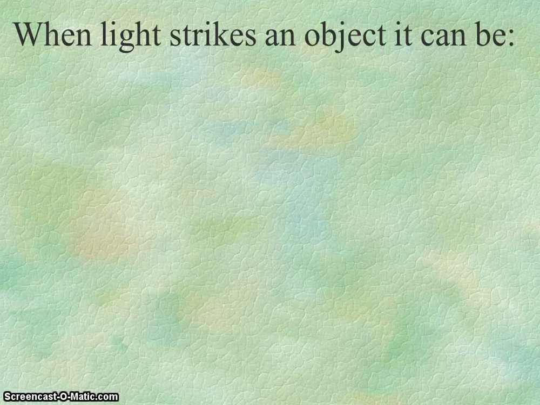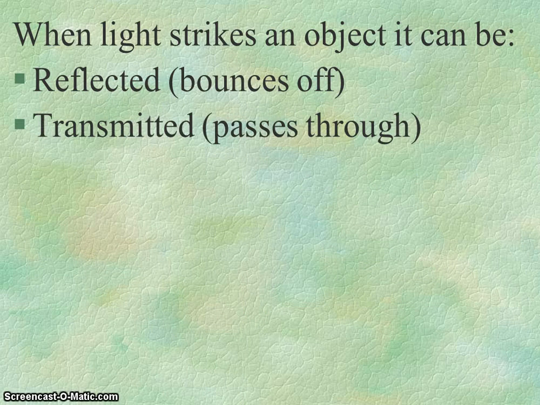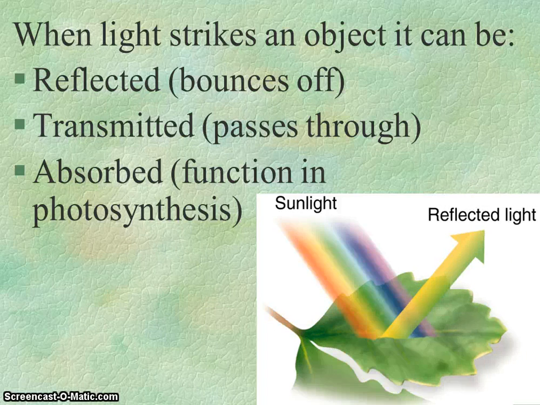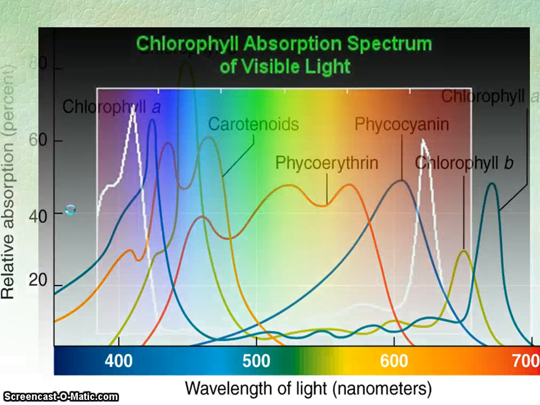Okay, so back to our part. So the light is going to strike the object. It gets reflected. That's how we got our pigment. And it gets absorbed or transmitted, okay? Absorbed is what's very, very important in the function of photosynthesis. And we're going to do this graph. Again, this is just showing you absorption. So that sunlight gets absorbed into the leaf by the different pigments.